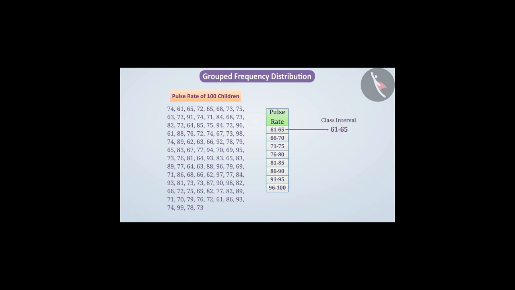The smallest number in a class interval is called the lower class limit of that class interval. And the largest number is called the upper class limit of that class interval. The difference between the upper class limit and lower class limit of a class is called class size or class width. Keep in mind that the size of each class interval is the same here. Now we will represent the data falling in these groups by tally marks.